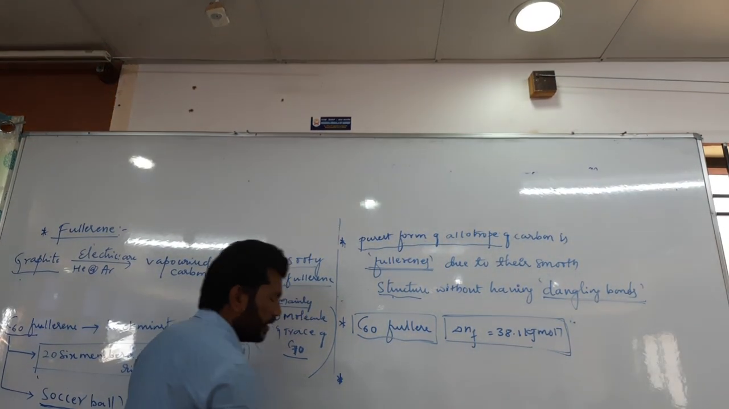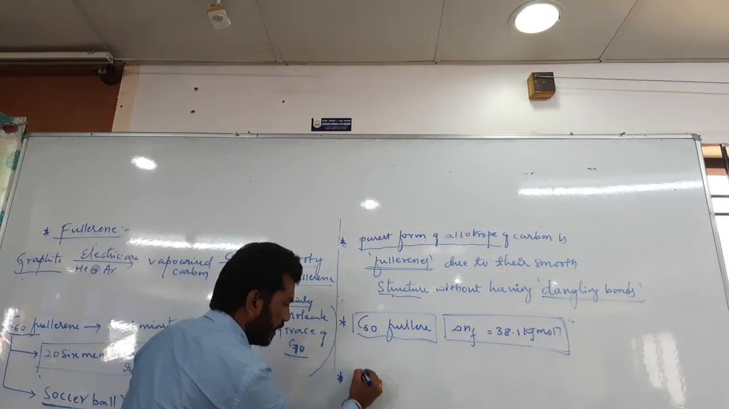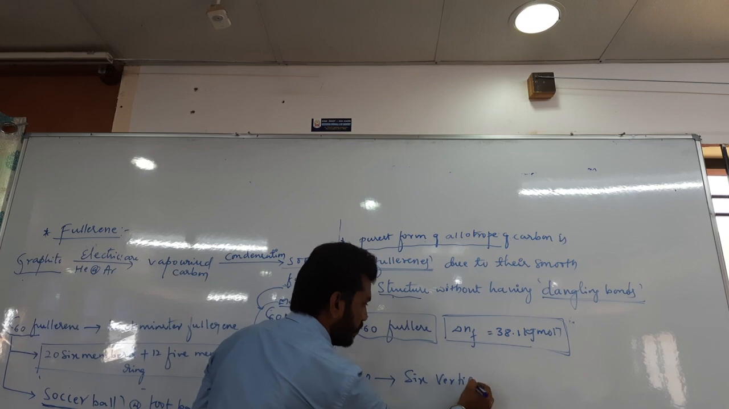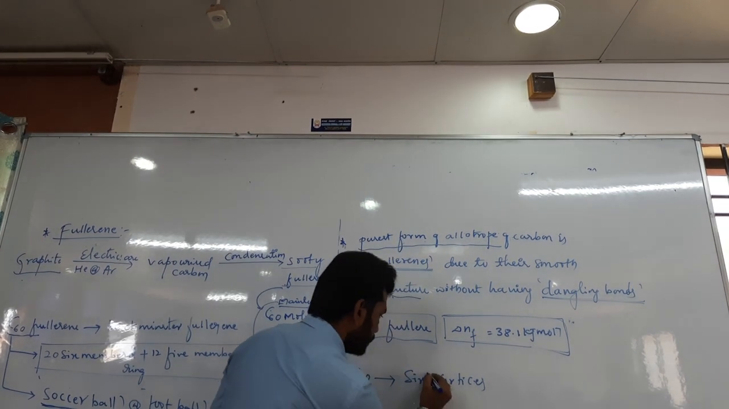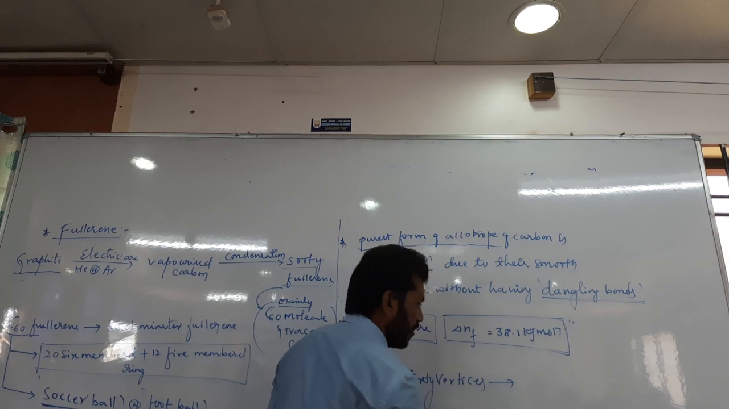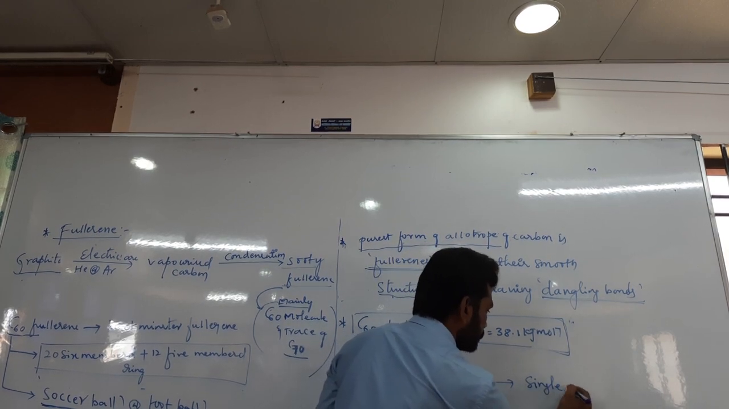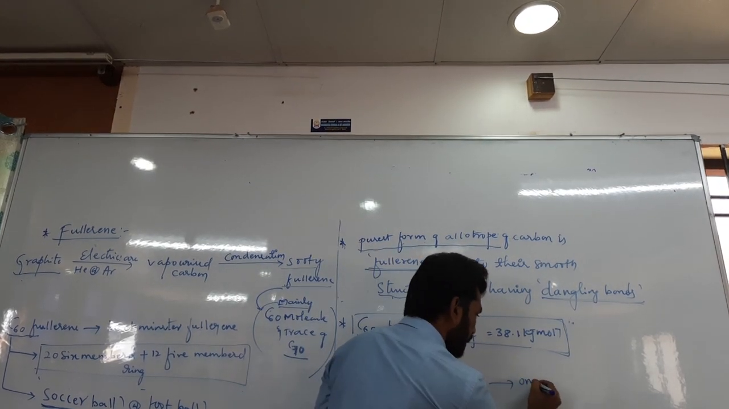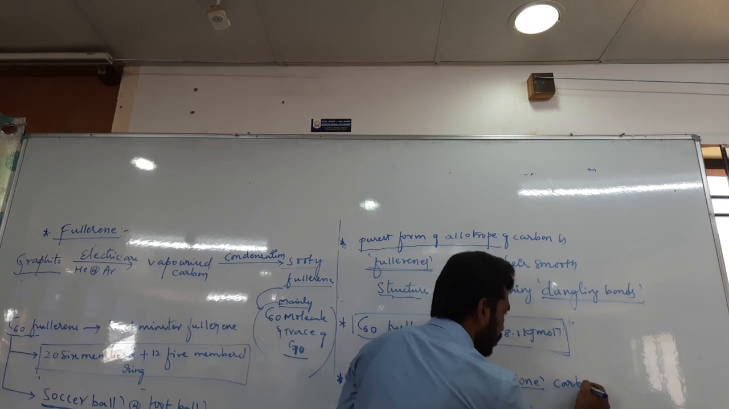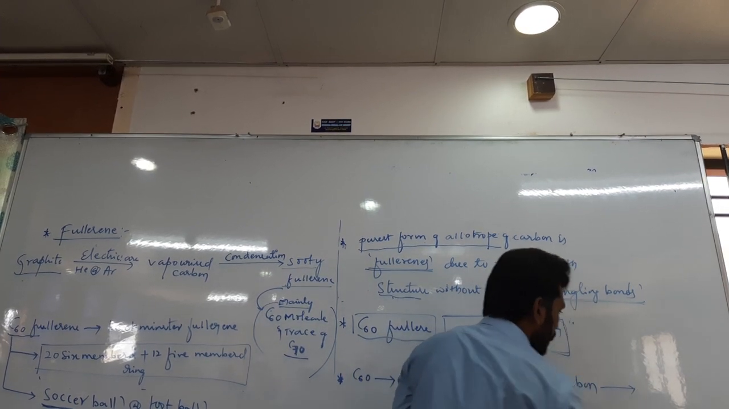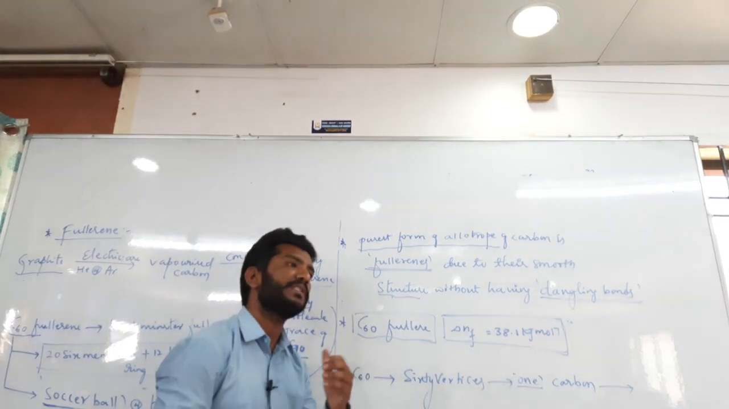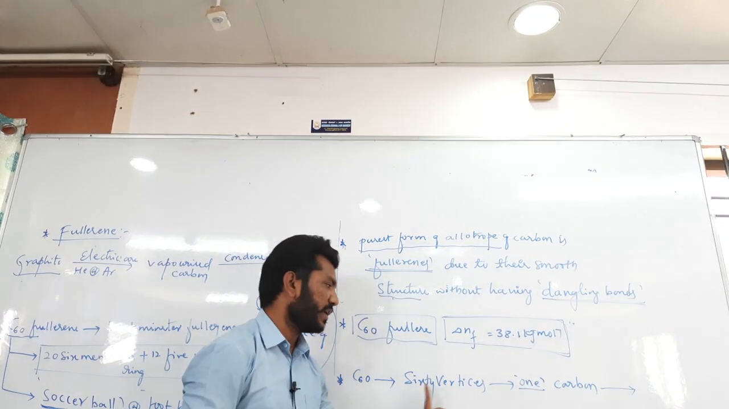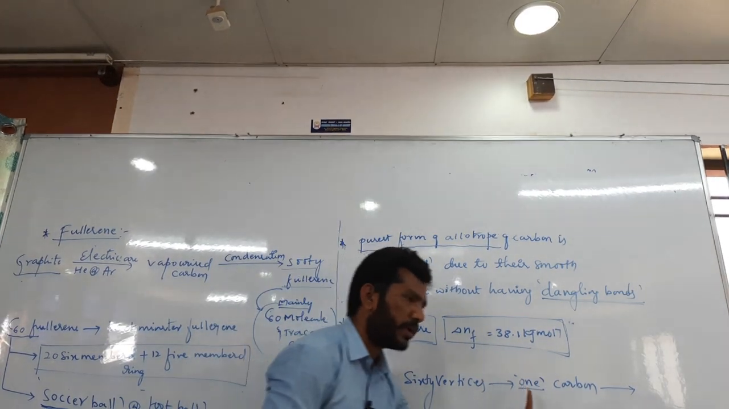And the most important thing, if you can see, with respect to C60 fullerene, it consists of 60 vertices, guys, and each vertex consists of a single carbon atom. Okay, which means each vertex has one carbon atom. Most important, that particular C60 consists of both single and double bonds. Do you understand? So C60 fullerene has 60 vertices, and in each vertex one carbon atom is present.